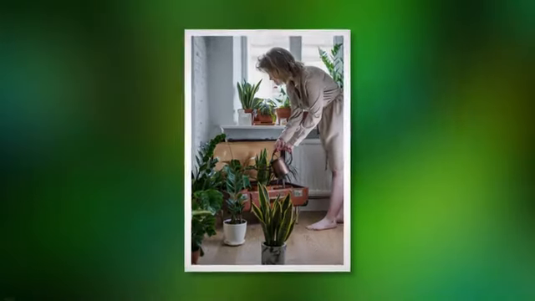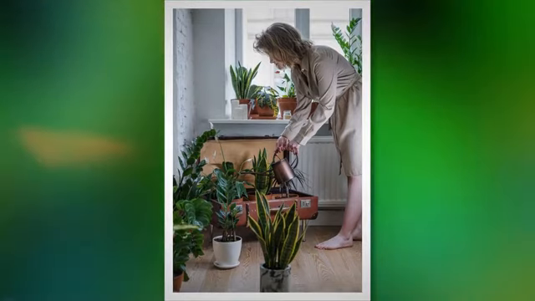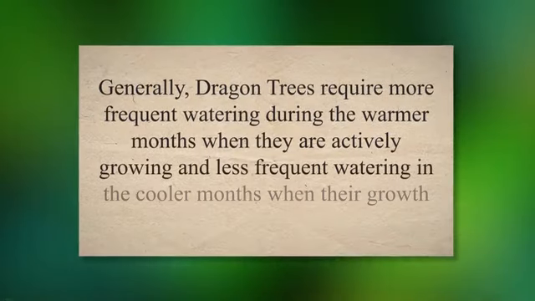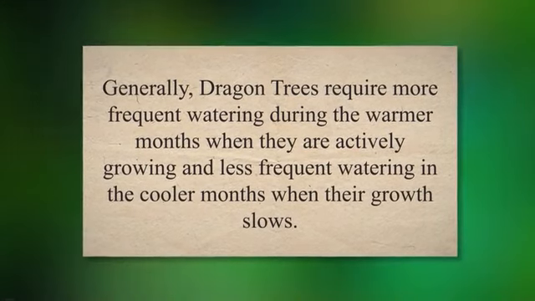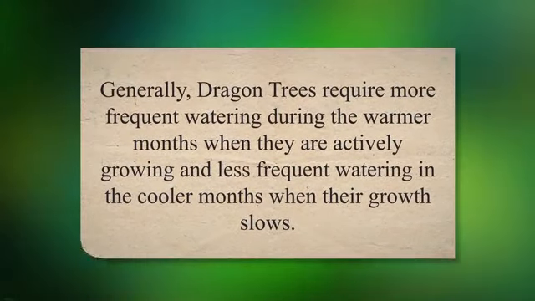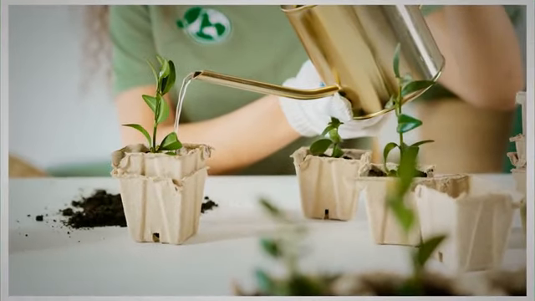The frequency of watering your dragon tree will depend on factors like the size of the pot, the humidity in your home, and the season. Generally, dragon trees require more frequent watering during the warmer months, when they are actively growing, and less frequent watering in the cooler months, when their growth slows. You may need to water your plant every 7 to 10 days in the summer, while in winter, the interval between waterings may increase to every 2 to 3 weeks.